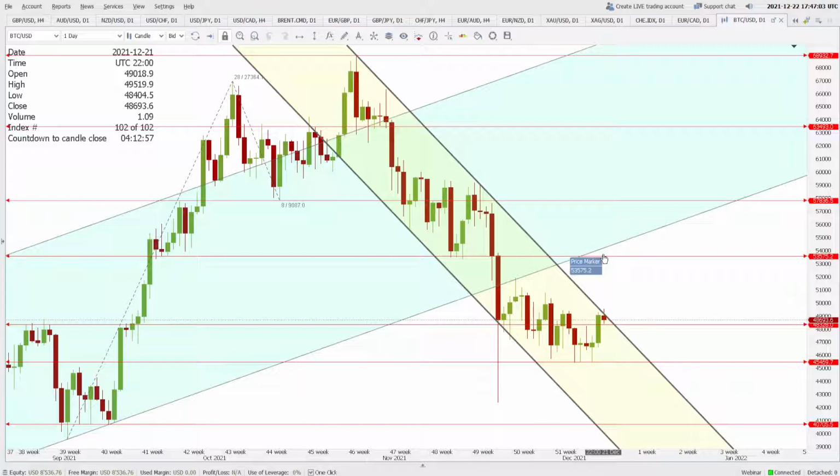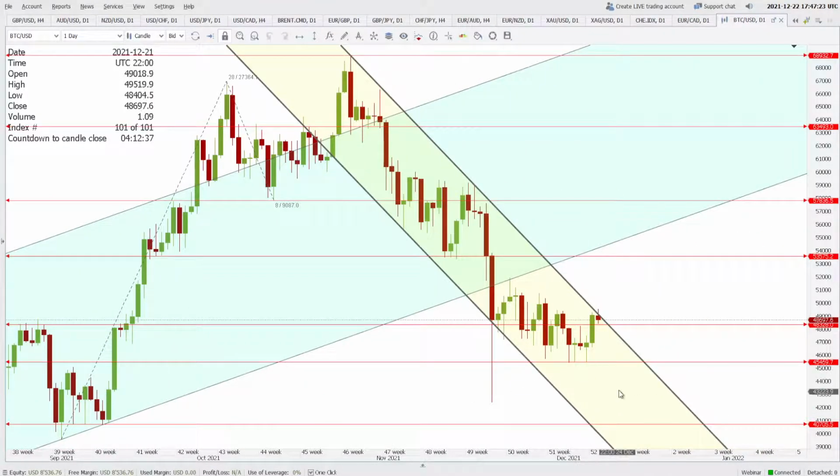53,575 will be exposed only if we see a close higher than this falling channel. If we don't, and we see a close today below 48,328, then 45,469 will be exposed, and any close below 45,469 will expose 40,705 in this market. These are just technical talks. You can see our support and resistance levels are telling you what is going to happen.